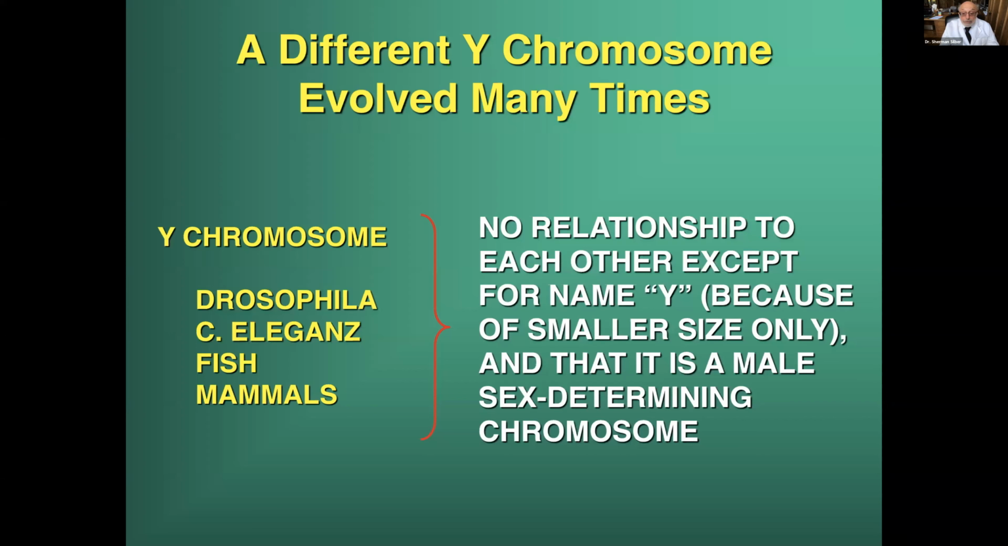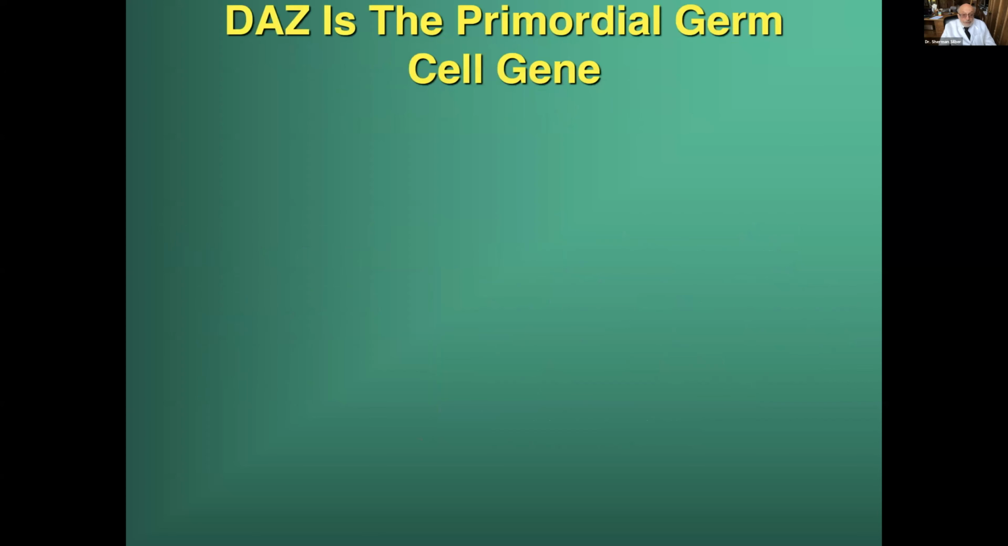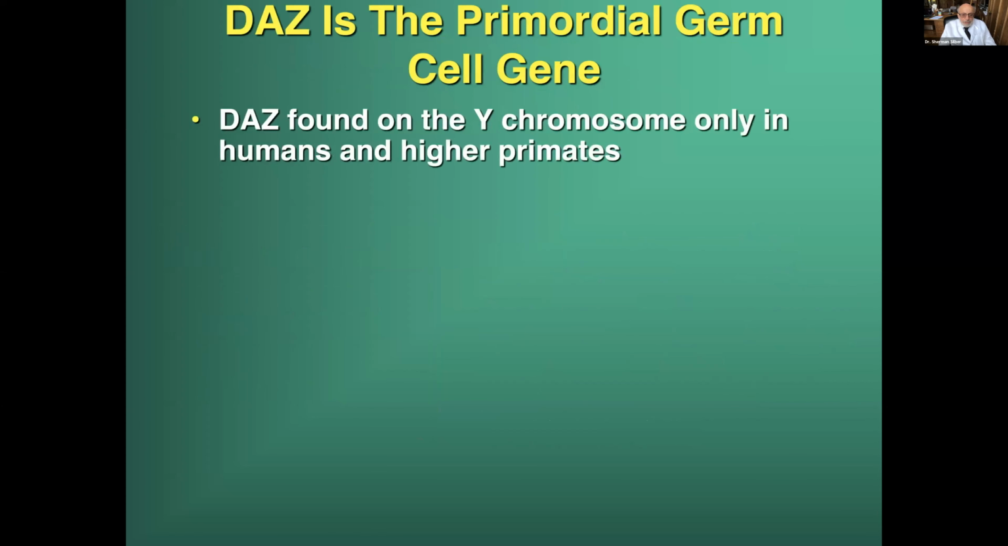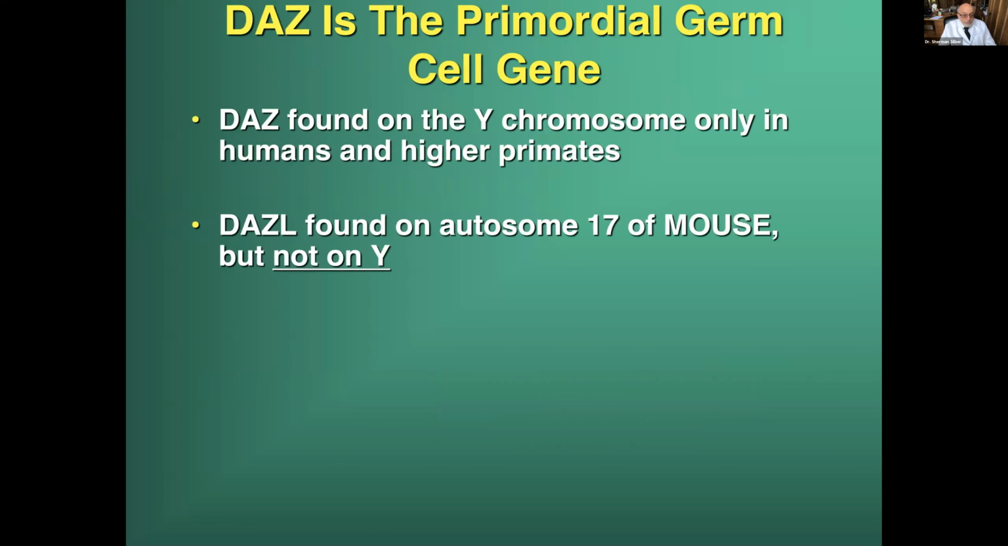Now, as I said before, there's no relationship to any of the Y chromosomes in Drosophila or worms or even fish or even mammals. They only are called Y because they're smaller than their sex chromosomal counterpart, but they're all different. And so DAZ is found in the Y chromosome only in humans and in higher primates because there was a transposition from chromosome 3 to the Y between the transition between Old World monkeys and New World monkeys.